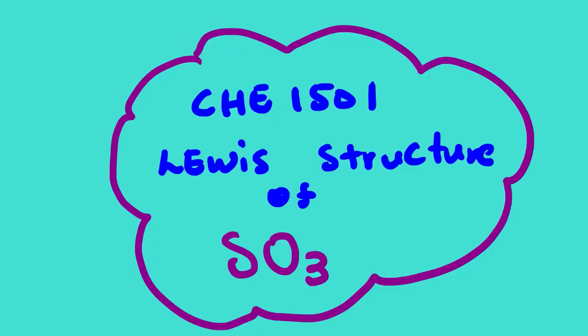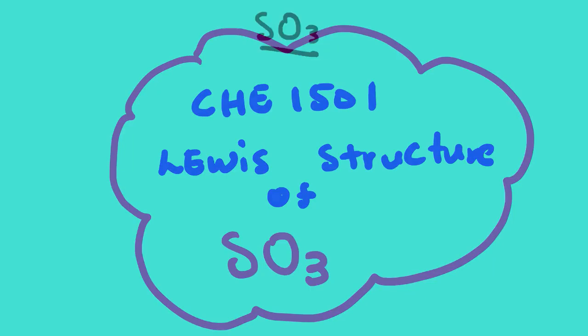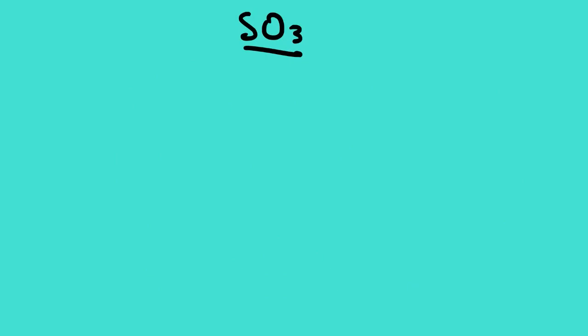Our lesson for today, we are going to look at Chemistry 1501, the Lewis structure of SO3. Let us start. Before we can draw a Lewis structure of SO3, we need to find the valence electrons of SO3.